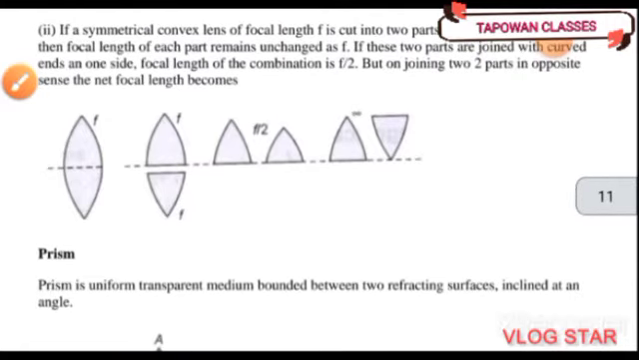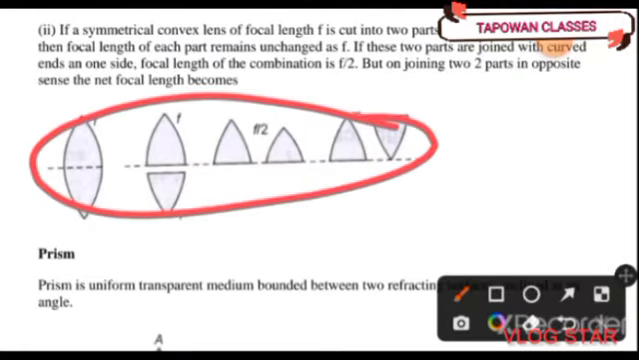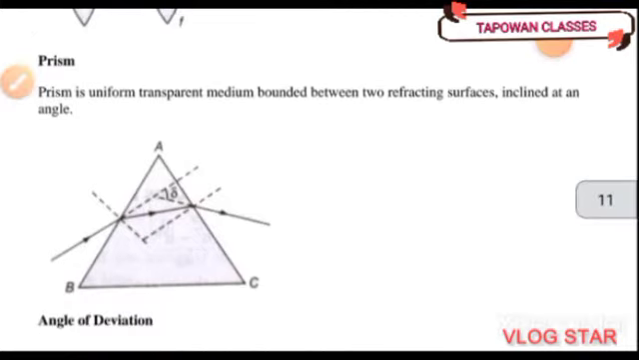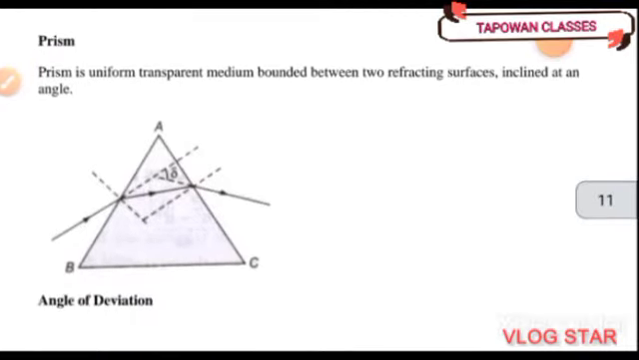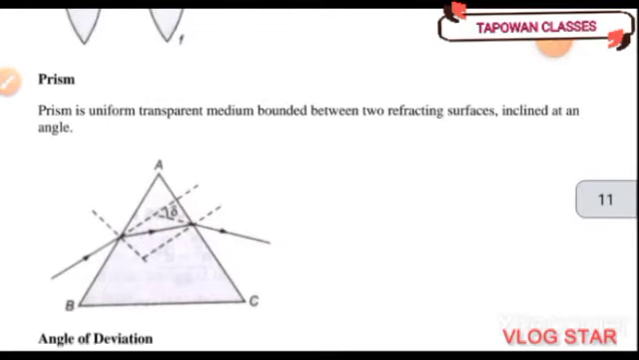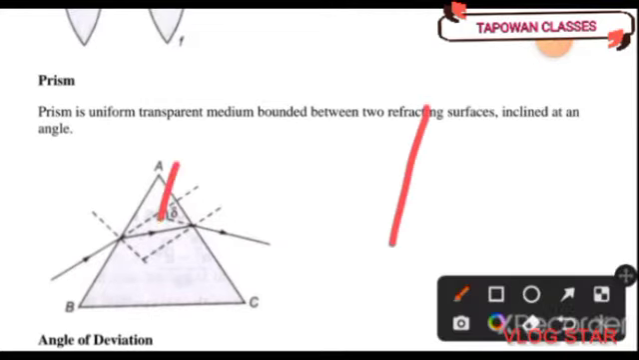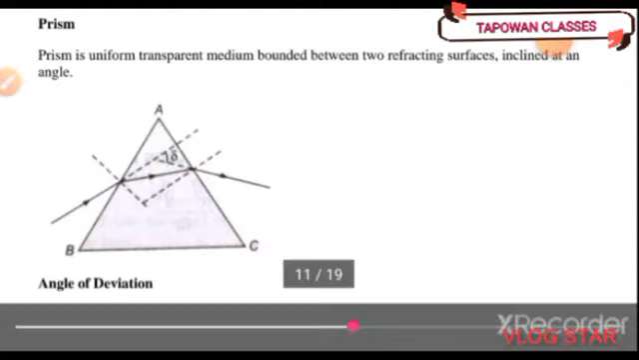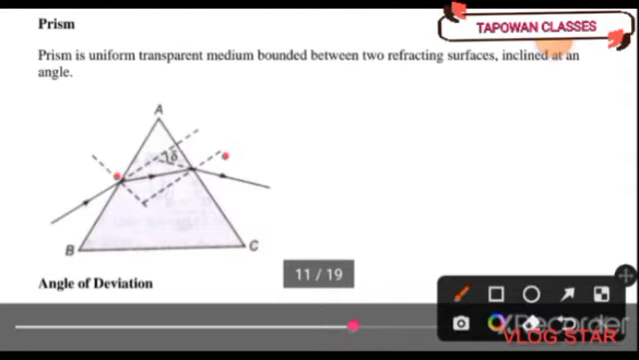Now in this section we come to the point that is known as the prism. How can we understand the prism? A prism is a uniform transparent medium bounded between two refracting surfaces inclined at an angle. The prism is a uniform transparent medium bounded between two refracting surfaces, one refracting surface and the other refracting surface, inclined at an angle.